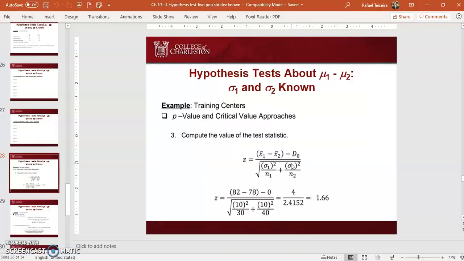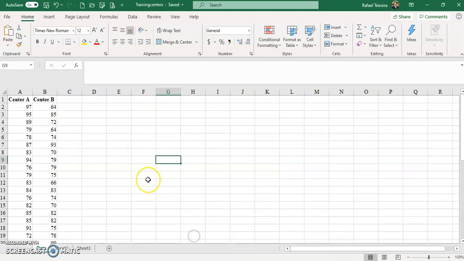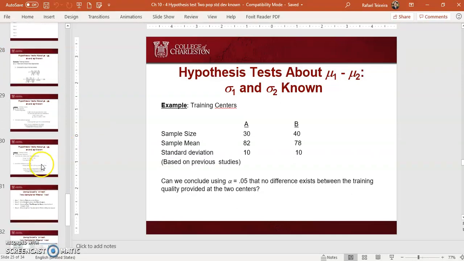This video is to show you how to solve it in Excel using the raw data. So imagine that we have this problem and now you have the raw data. Let me show you the raw data. The raw data is here. So you have center A and center B, and all you want to do is test the hypothesis. So how do you do that? I have some slides here to tell you how to do that.